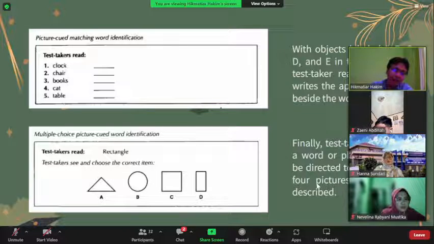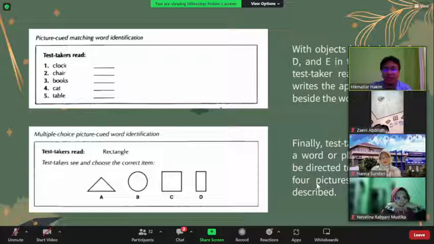Then the last one for the picture cue items is the normal multiple choice. So you have short sentences or words, and then you have multiple choices of a picture, and you have to choose which one is showing the word that has been given before. For example, rectangle. Which picture is the rectangle one? Is it the A, the B, the C, or the D? In that way, we could assess the reading ability of the students.